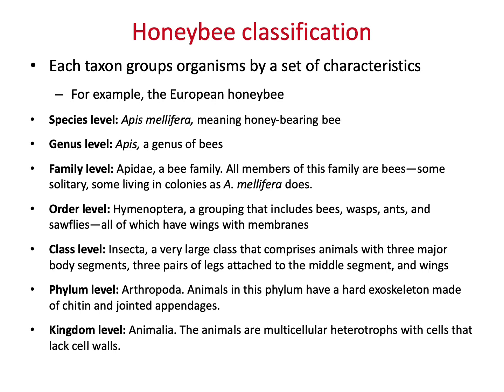And several of these classes are classified into phylum level. The phylum here is Arthropoda, and Arthropoda include animals that have hard exoskeleton made of chitin and joint appendages. And several of these similar phyla are gathered into kingdom level. So the kingdom here is Animalia, and the animals are multicellular heterotrophs with cells that lack cell walls. So we have this classification system for honeybee classification as an example.